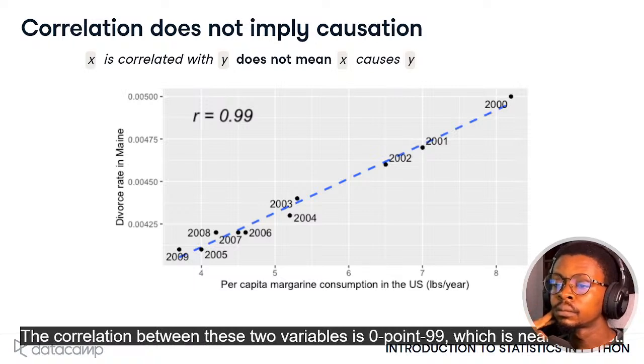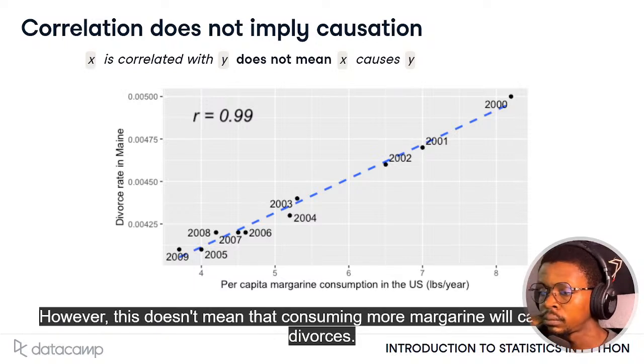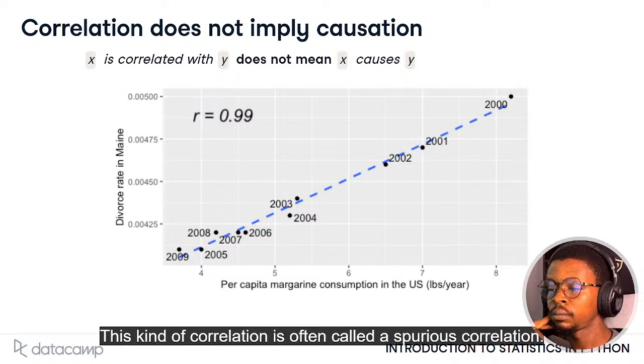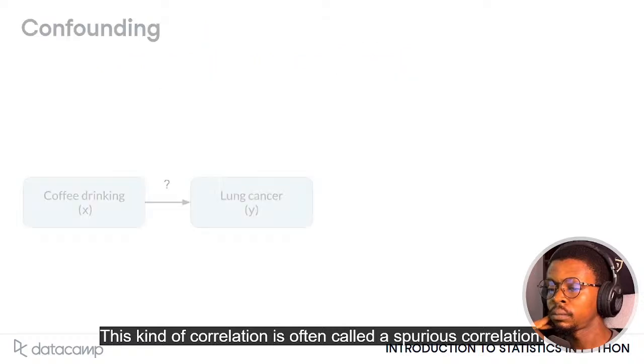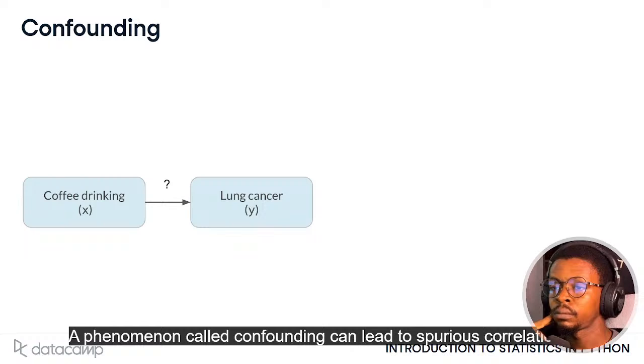The correlation between these two variables is 0.99, which is nearly perfect. However, this doesn't mean that consuming more margarine will cause more divorces. This kind of correlation is often called a spurious correlation. A phenomenon called confounding can lead to spurious correlations.